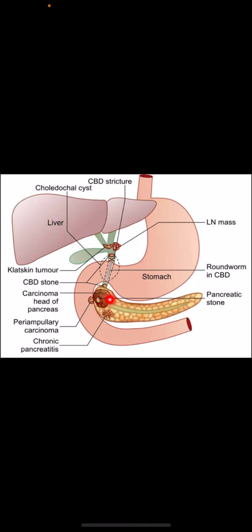It may be carcinoma of the head of the pancreas, periampullary carcinoma, or chronic pancreatitis, a chronic inflammatory process within the pancreas leading to obstruction of the common bile duct or stricture of it, leading to obstructive jaundice. These are the causes of obstructive or surgical jaundice.